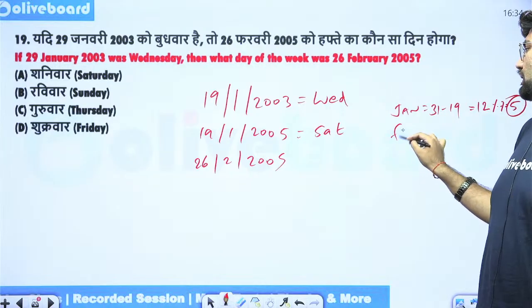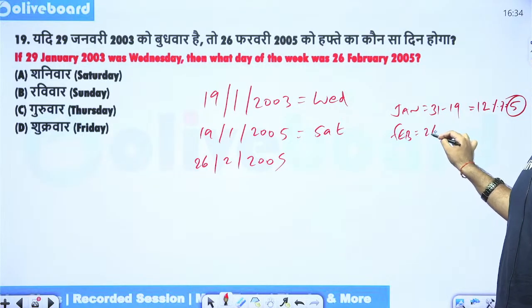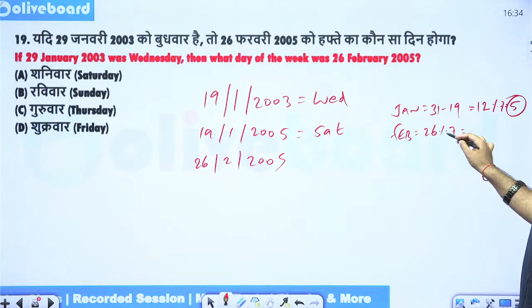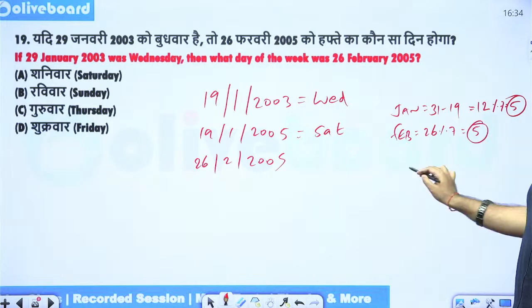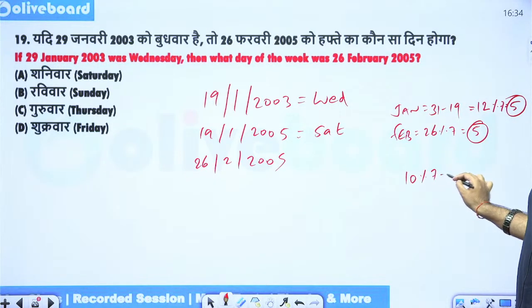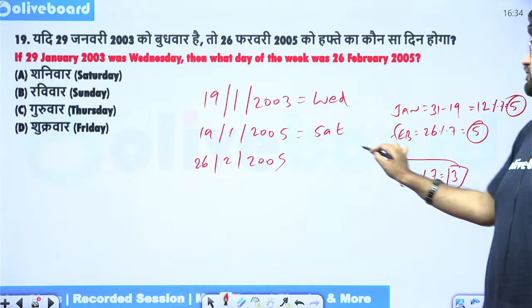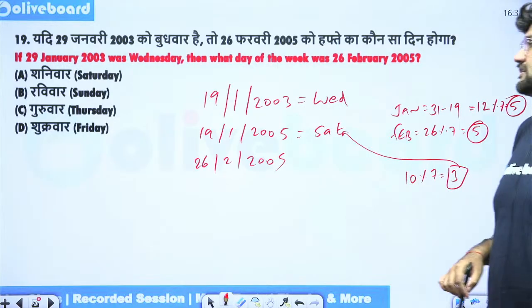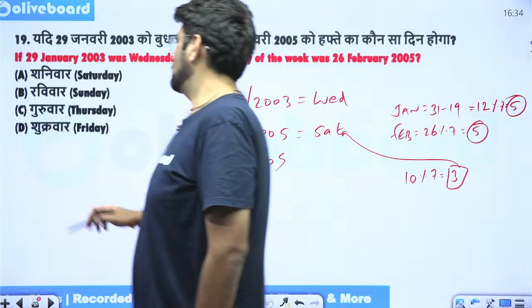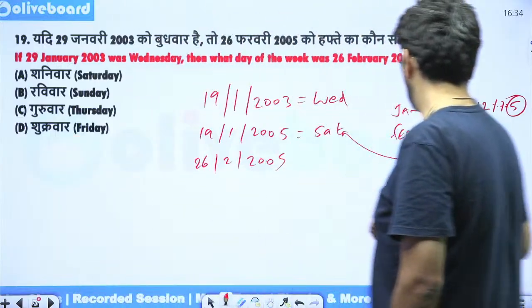And for February, you need to go only till 26th. 26 remainder with 7 is again how much? 5. So 5 plus 5, 10 odd days. 10 remainder with 7 is 3. So we'll just add 3 to this Saturday. Saturday is 6. 6 plus 3 is 9 minus 7 is 2. Oops, something wrong.